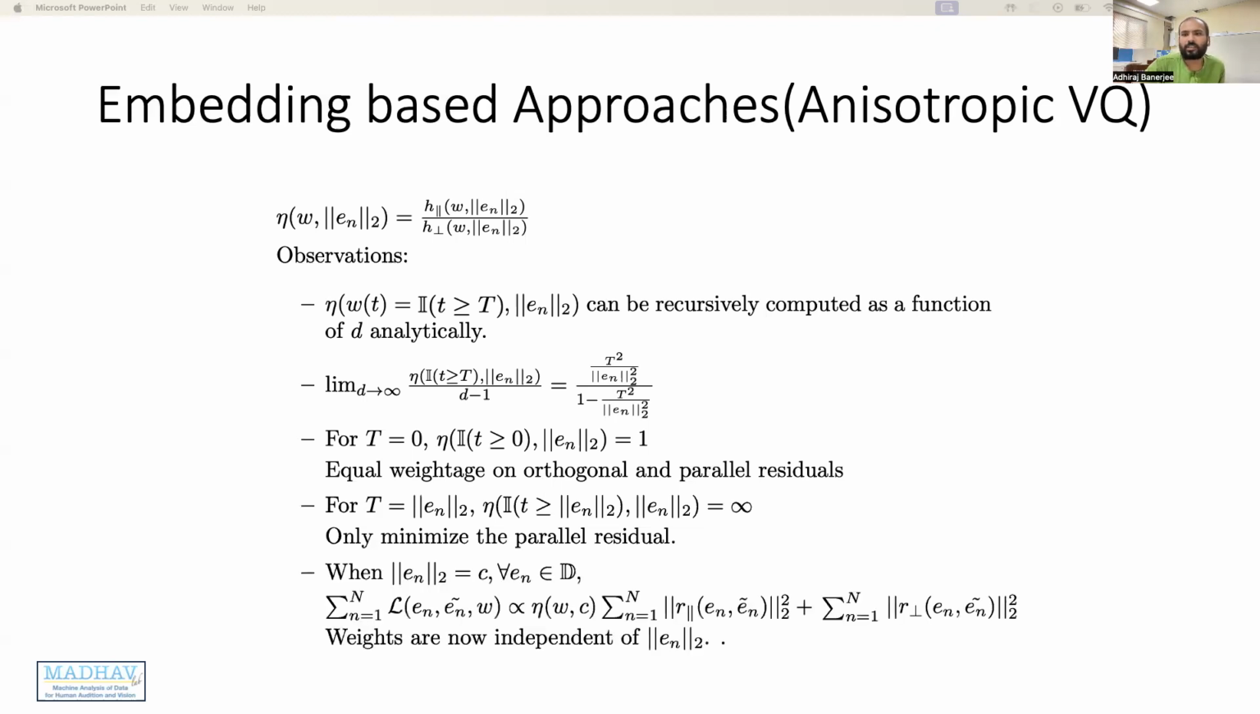For the case where we constrain the norm of all database embeddings to be some constant c, say we constrain the database embeddings to the unit norm via normalization of vectors, our loss is independent of the norm of database embedding vectors en in this case. Hence, during the full loss calculation over all database embeddings, you can just sum all the parallel residual errors and then multiply the sum with a scaling factor of beta.